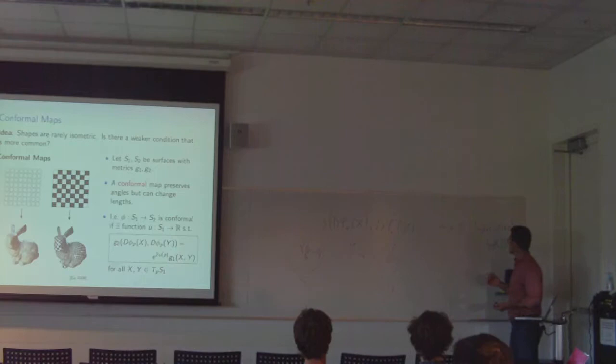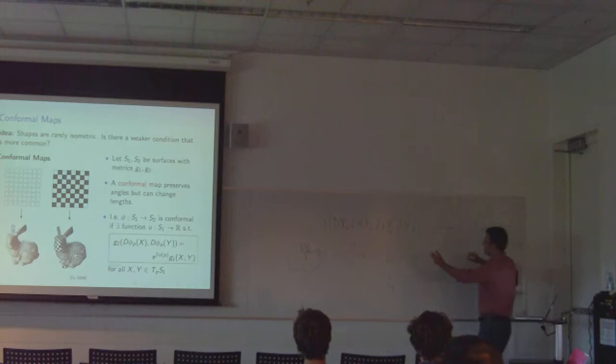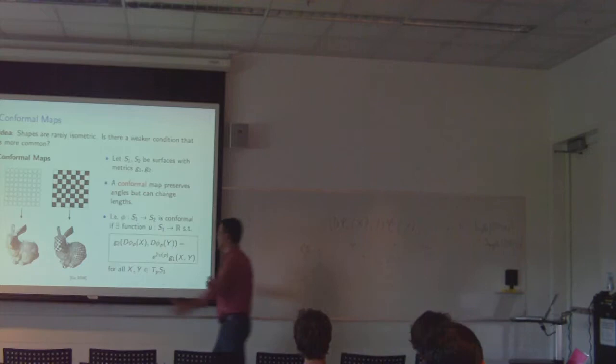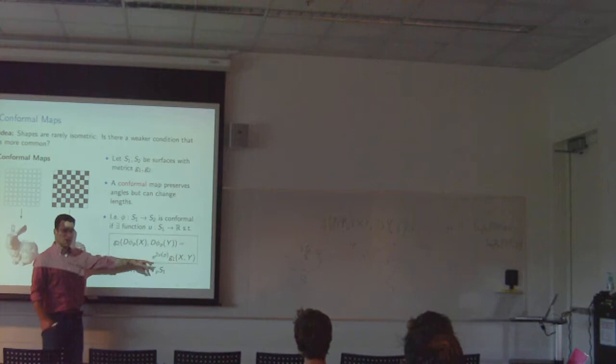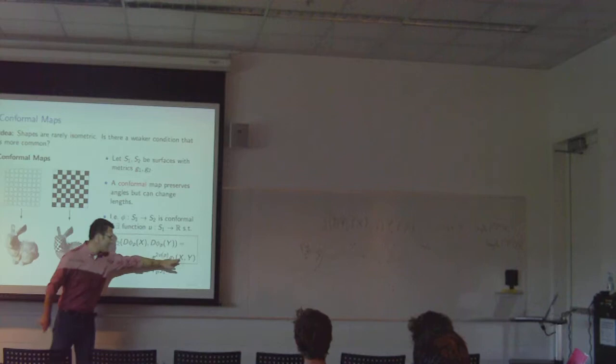So basically, what I can do is divide by the lengths, and what I should have is an angle which is unchanged. Fundamentally, what that means is that my metric tensor has to change by the multiplication by a function. I'm allowing my metric to scale, but I don't want the normalized value ⟨x, y⟩ to change, which is the angle.